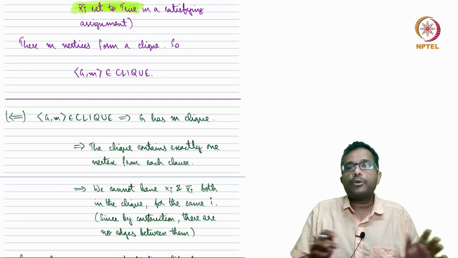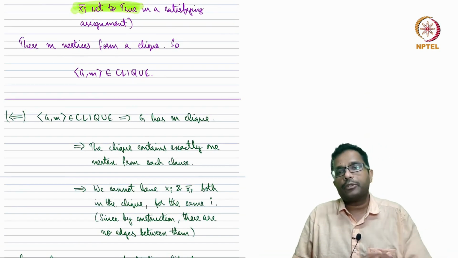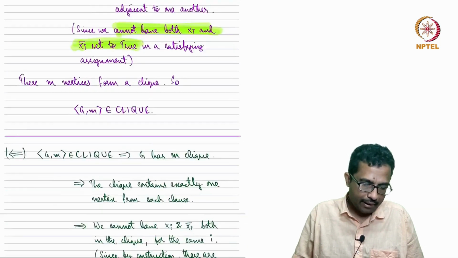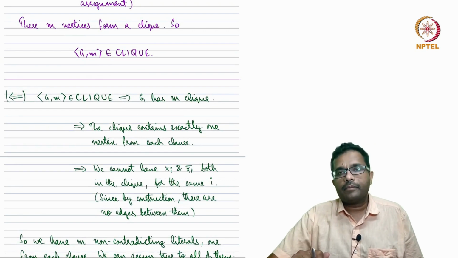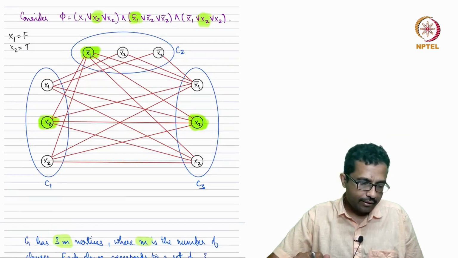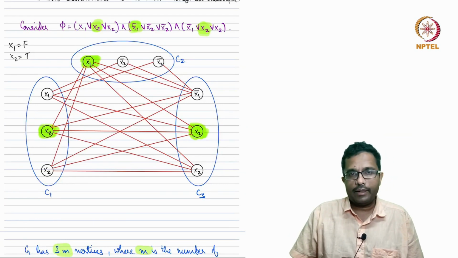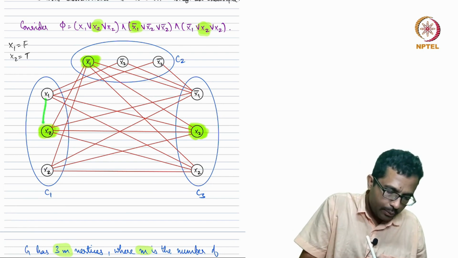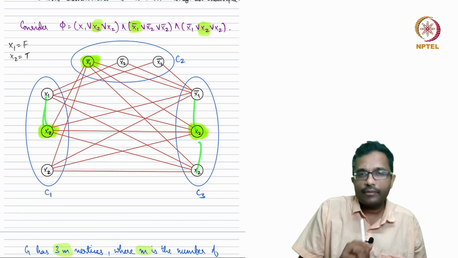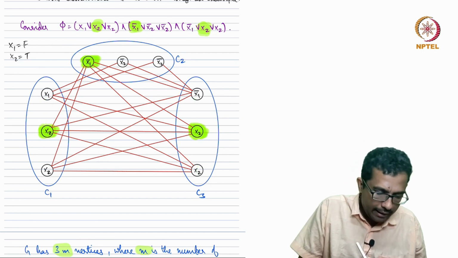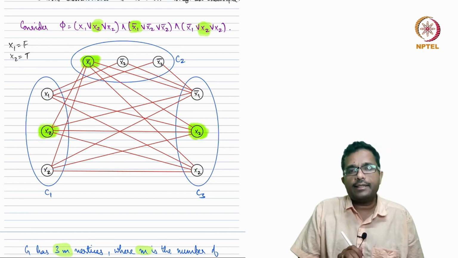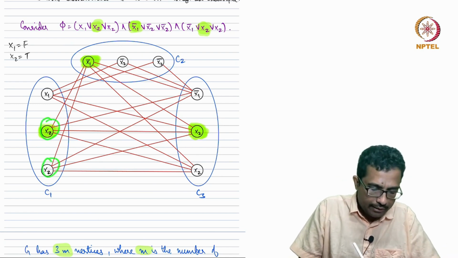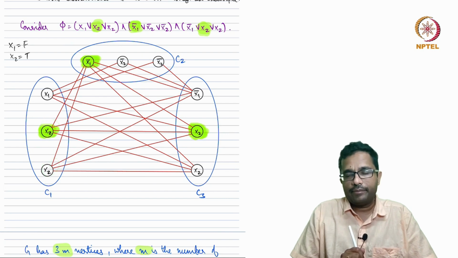Now the reverse direction, suppose the graph has an m clique, then we have to show that the formula is satisfiable, right? So suppose the graph has an m clique. Now we know that there are m groups, right? And we know that we do not have any edges within the same group. These edges do not exist. So which means I can have at most one vertex in this m clique from each group. I cannot have more than one vertex, because if I pick two of these vertices, then this is not going to be a clique, right?